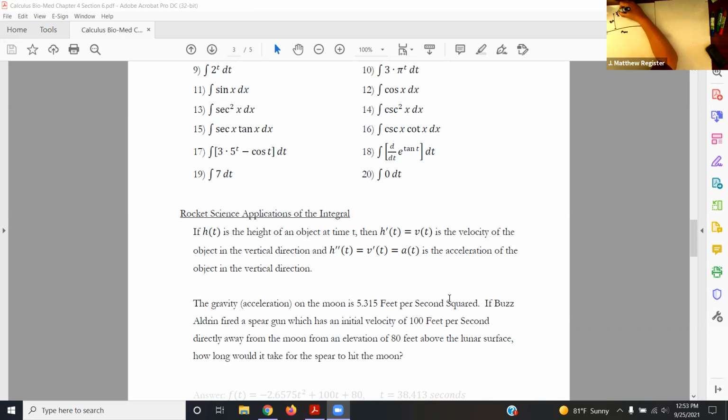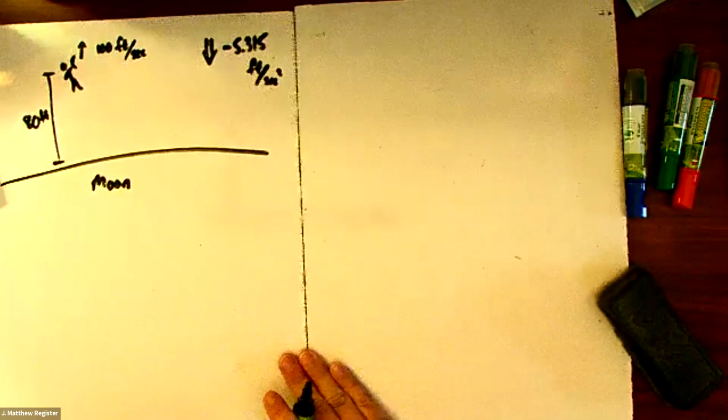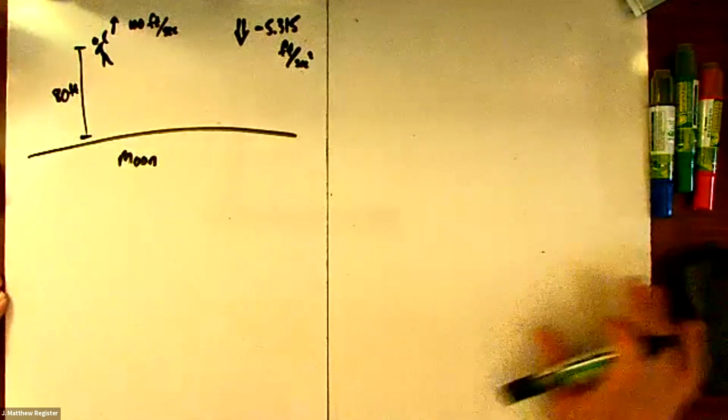And then we have the spear going up at a velocity of 100 feet per second. And then the gravity of the moon is negative 5.315 feet per second squared. And we want to know when it's going to hit the moon. And so here is our interesting little model.